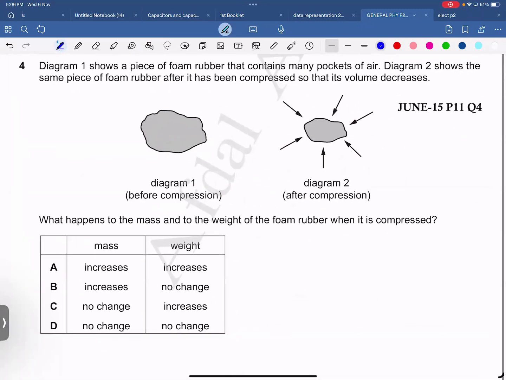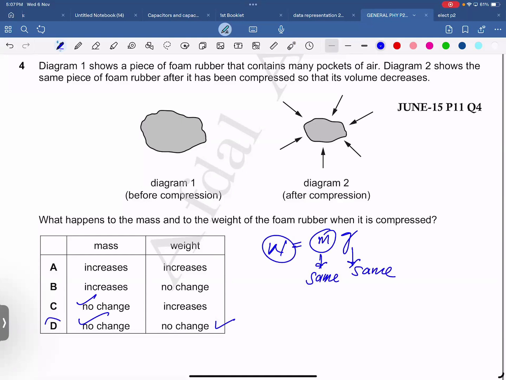Question number 4. The diagram shows a piece of foam rubber that contains many pockets. Okay, like a sponge, right? Diagram 2 shows the same piece of rubber foam after it has been compressed, the volume decreases. So whether you compress and squeeze something or not, the mass will be the same. So if the mass is the same, the weight will also be the same. Why? Because weight is mg. Mass is the same. The g is also the same. So weight will also be the same. The option is D.